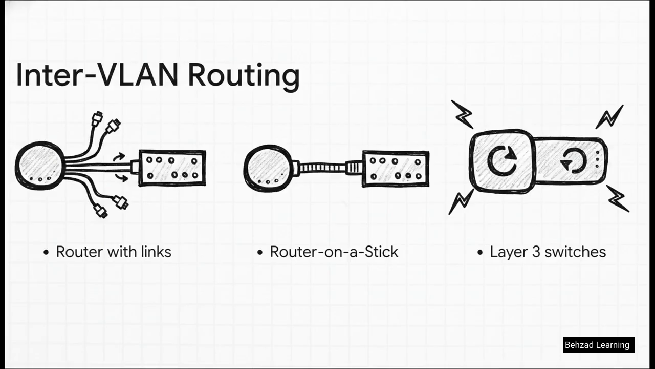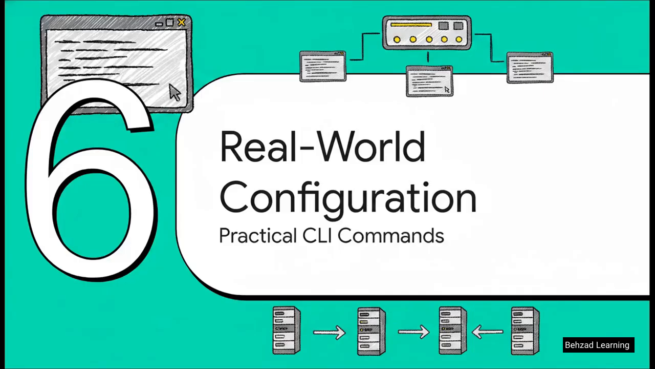Option 2 is what we call router on a stick, which uses one trunked cable and logical sub-interfaces. But option 3 is the modern enterprise standard, using Layer 3 multi-layer switches with SVIs, or switch virtual interfaces. These are insanely powerful switches that have routing capabilities built right into their silicon, processing inter-VLAN traffic at lightning speeds. And finally, we arrive at Section 6, real-world configuration and practical CLI commands.